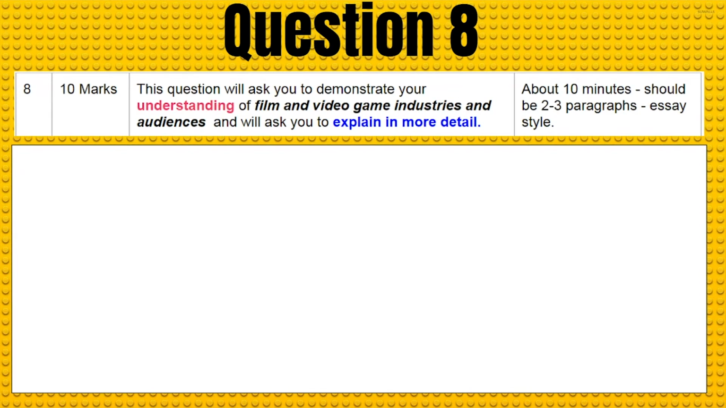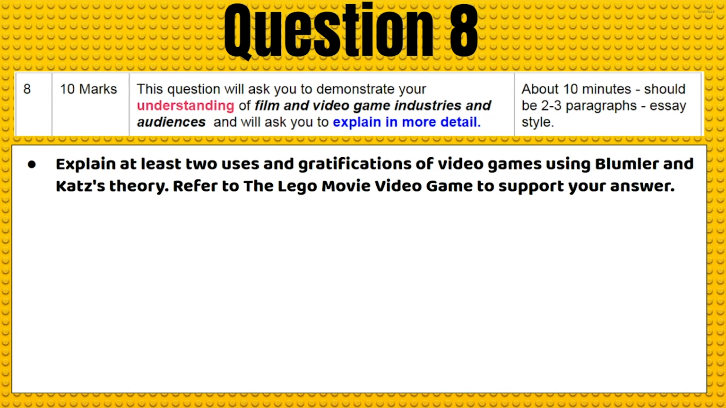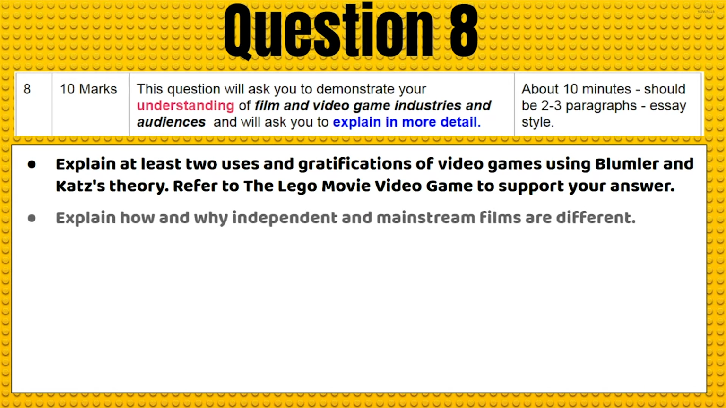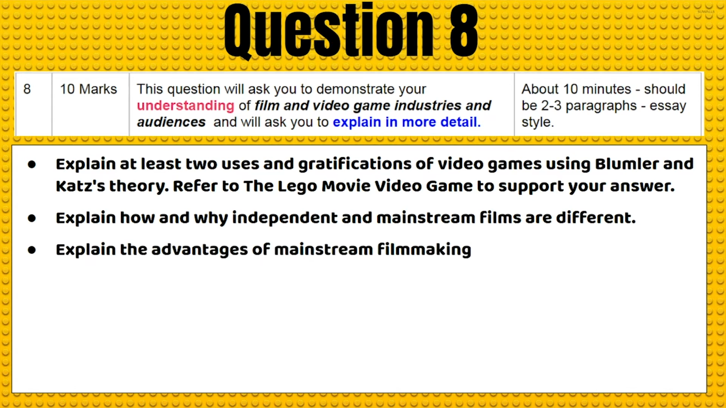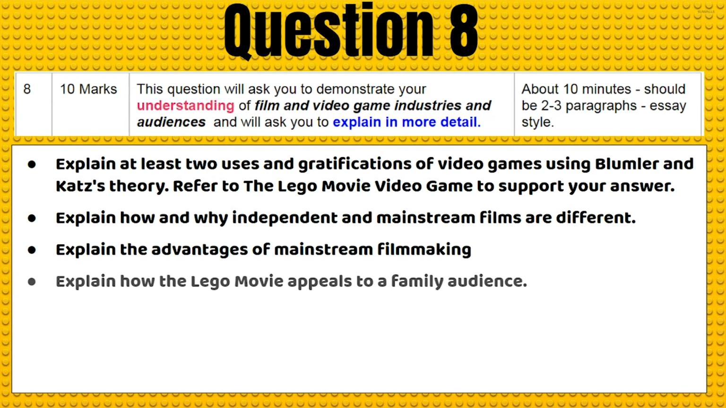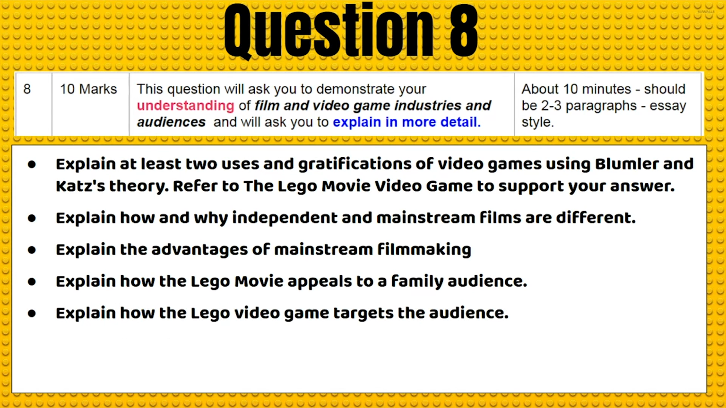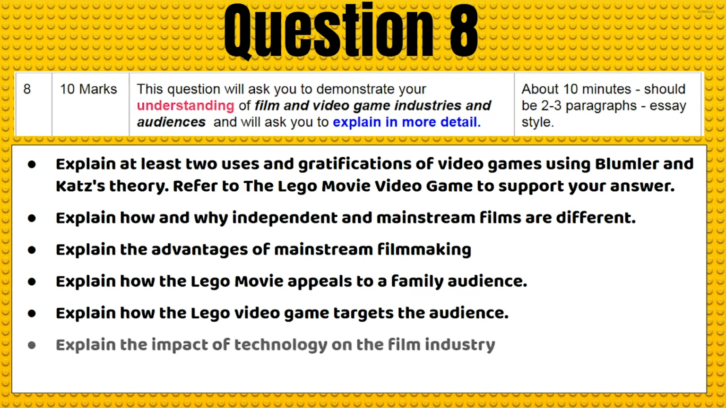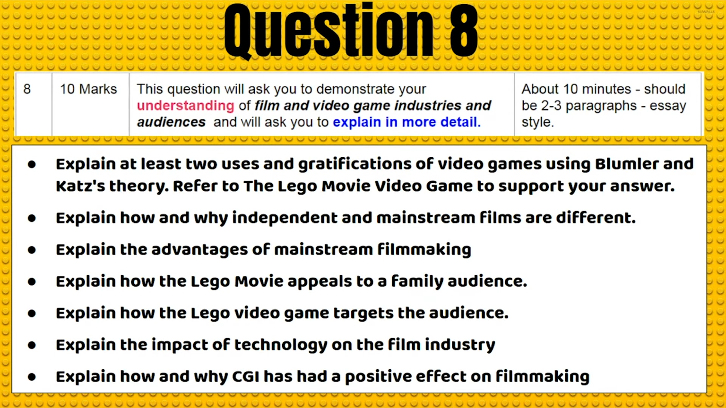So here are some examples of questions that you could be asked in question 8. Explain at least 2 uses and gratifications of video games using Bloomer and Katz's theory. Refer to the Lego movie video game to support your answer. Explain how and why independent and mainstream films are different. Explain the advantages of mainstream filmmaking. Explain how the Lego movie appeals to a family audience. Explain how the Lego video game targets the audience. Explain the impact of technology on the film industry. And finally, explain how and why CGI has had a positive effect on filmmaking.